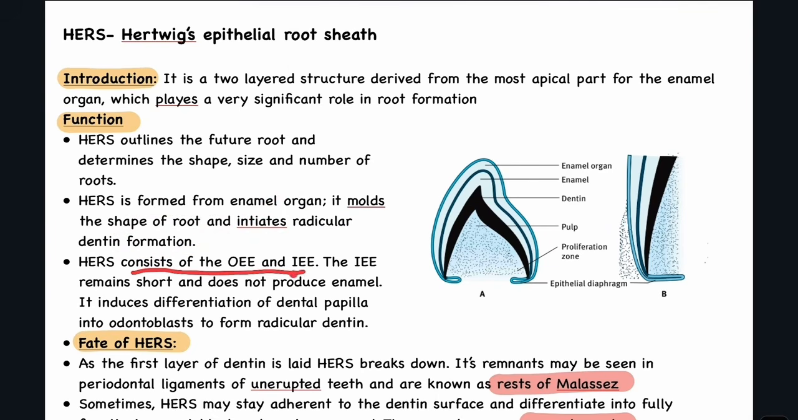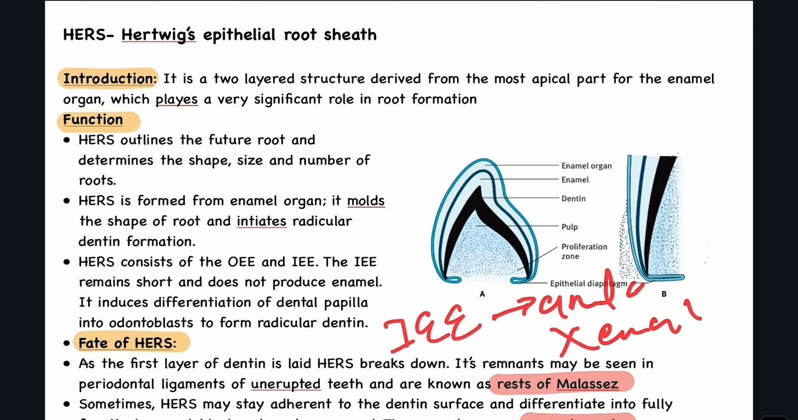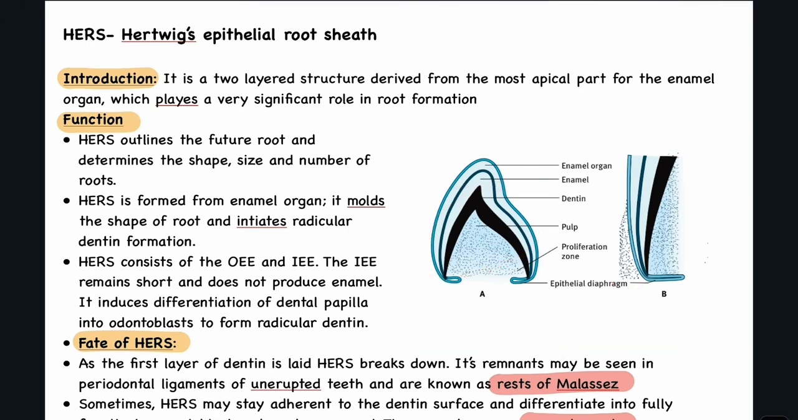HERS consists of outer enamel epithelium and inner enamel epithelium. The inner enamel epithelium remains short and does not produce enamel. So the inner enamel epithelium was not converted into ameloblasts and it did not lay enamel in this scenario. It did that in the crown portion but not in the root portion. It only induces differentiation of dental papilla into odontoblasts to form radicular dentine.